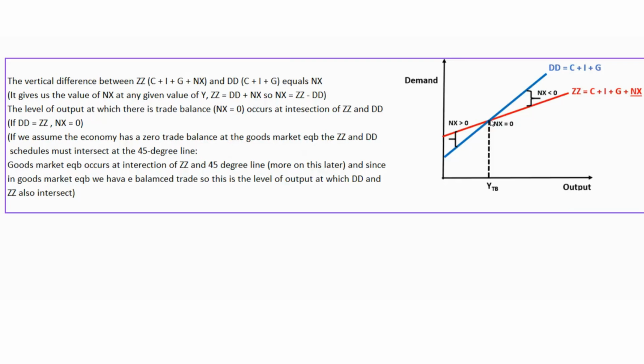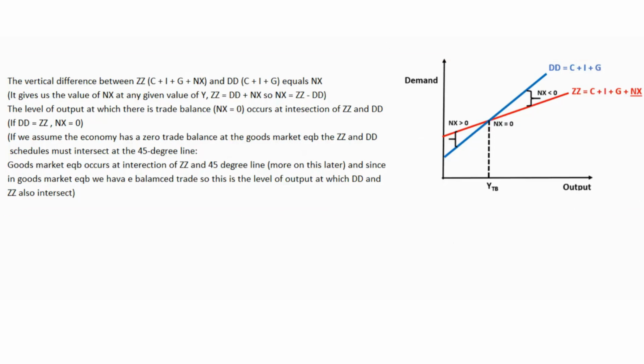So the level of output at which we have balanced trade, i.e. net exports are zero, occurs at the intersection of ZZ and DD. And if we assume the economy has zero trade balance at the goods market equilibrium, then the intersection of ZZ and DD occurs at the 45-degree line. Why is that? Because we know goods market equilibrium occurs at the intersection of ZZ and the 45-degree line, and since we're assuming that in goods market equilibrium we have balanced trade, this is also the level of output at which DD and ZZ intersect.